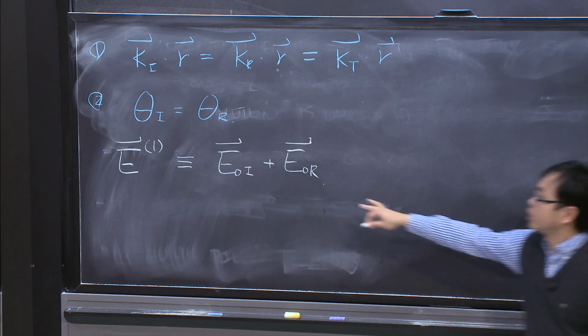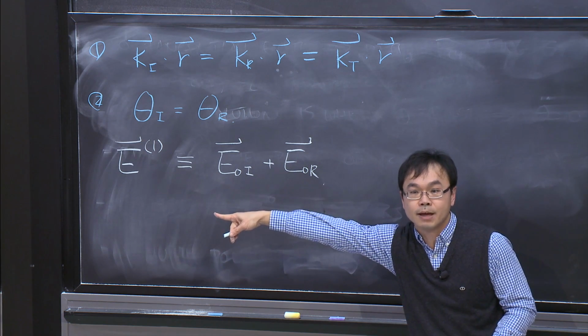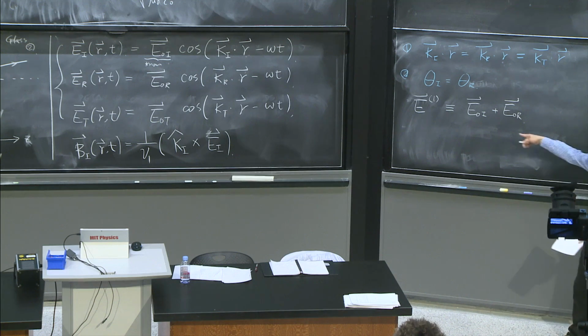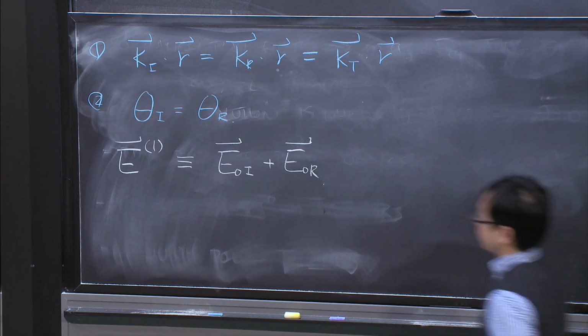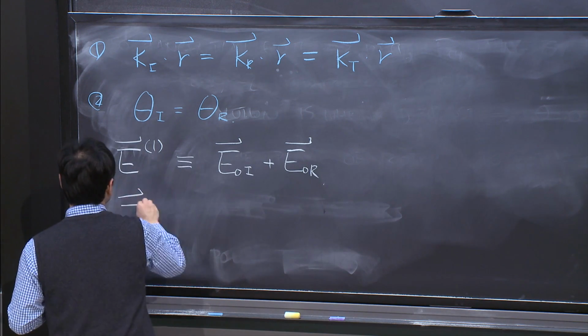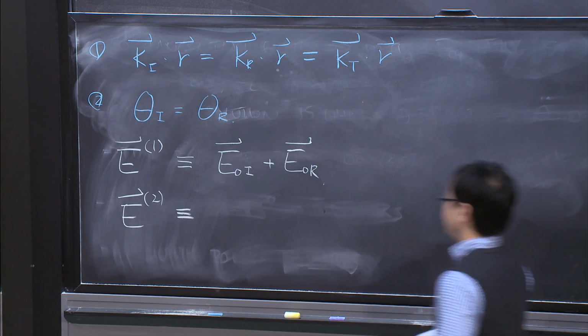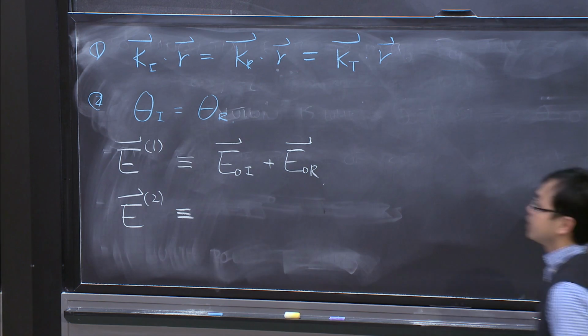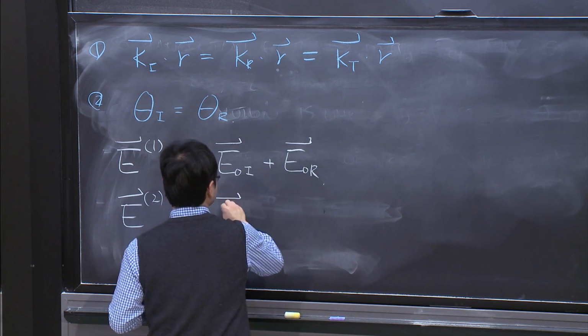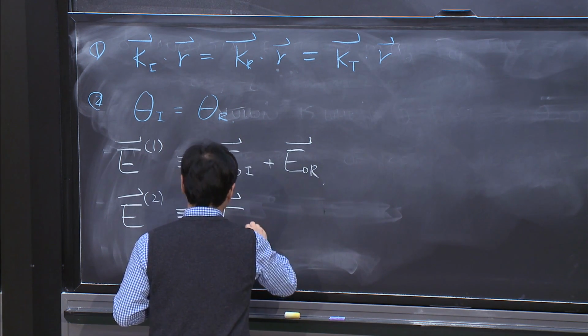Okay, so here you can see that I already dropped the cosine, right, because they always cancel. Therefore, I just write down E0I and E0R without the cosine. And of course, I can also calculate what will be the total electric field in the right-hand side wall inside the glass, and that is actually equal to E0T.